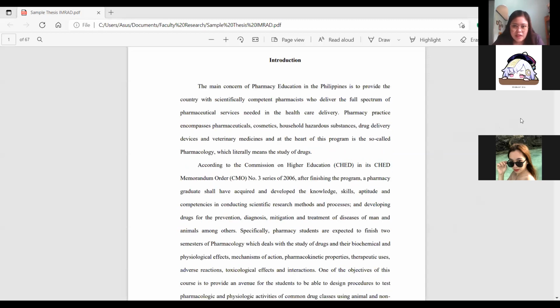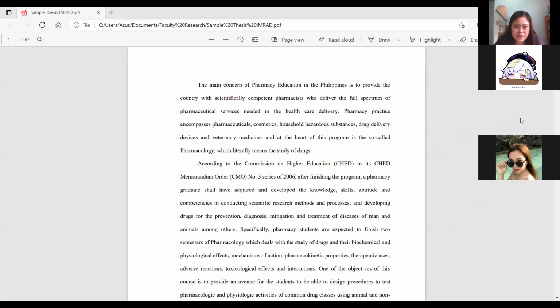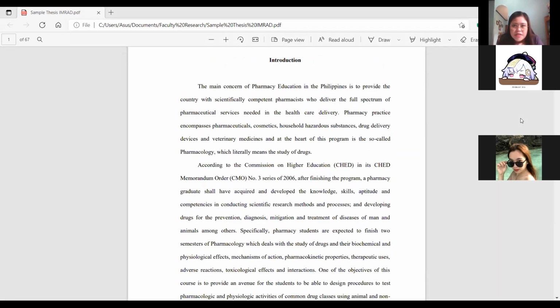So as you can see, my introduction starts with this one. The main concern of pharmacy education in the Philippines is to provide the country with scientifically competent pharmacists who deliver the full spectrum of pharmaceutical services needed in the healthcare delivery. So pharmacy practice encompasses pharmaceuticals, cosmetics, household hazardous substance, drug delivery devices, and veterinary medicines. And at the heart of this program is the so-called pharmacology, which literally means the study of drugs. So that's how I introduced.